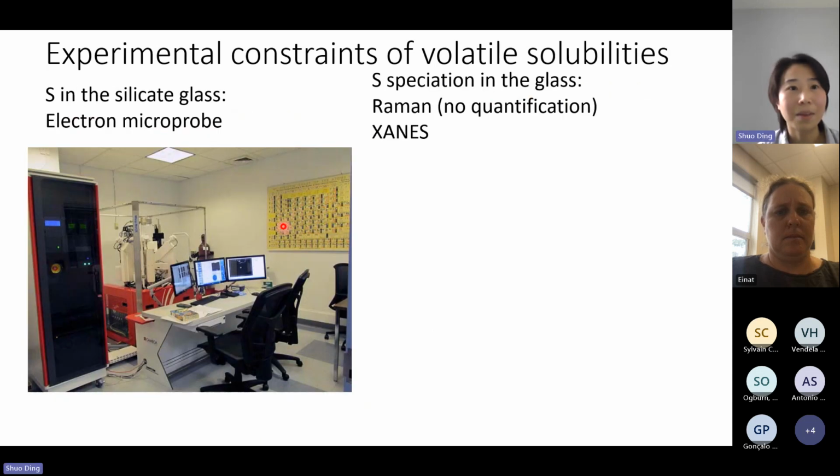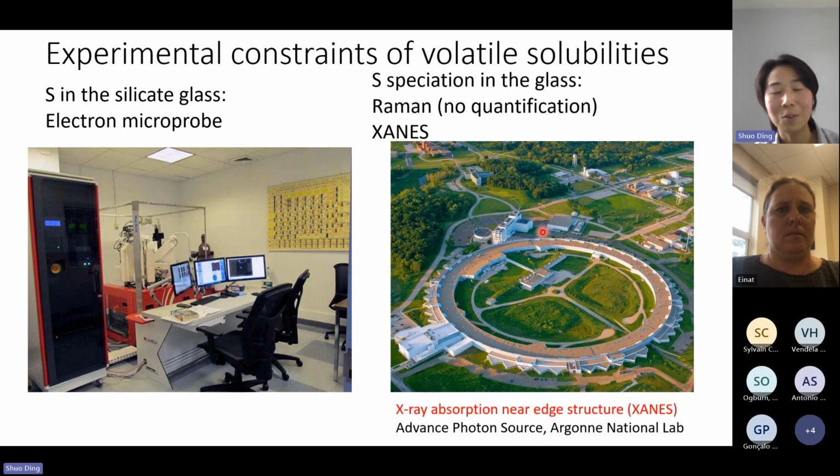And oh yeah, there's another. So for sulfur in the glass, we could measure it using electron microprobe, and that's very accessible to many institutions. And then for sulfur speciation, this is a newer, more recent technique. Before, we could tell the sulfur speciation in the glass using Raman or even microprobe, but that can only give us a qualitative estimate of what sulfur species was there, but it's really hard to quantify them.